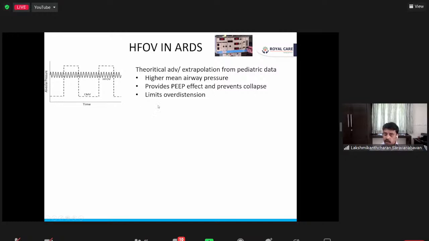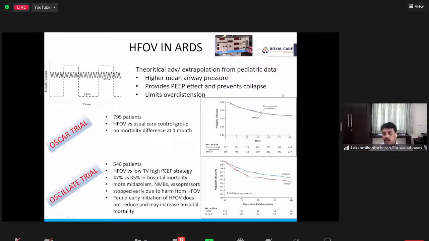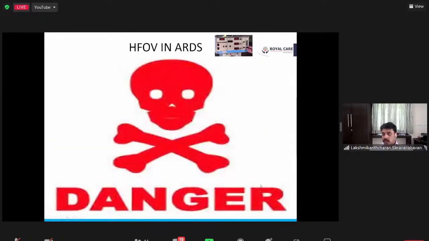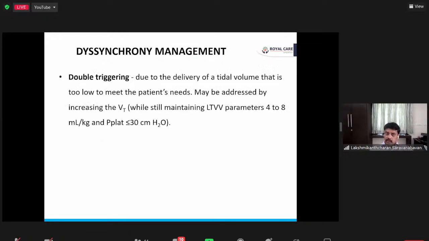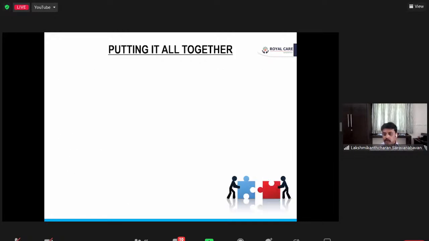Whether this was all obtained in practice, in the OSCAR and the OSCILLATE trials that we had on this HFOV in ARDS, it was clearly proven in the OSCAR trial that there was no major advantage. But what happened in the OSCILLATE trial is there was more mortality with the usage of HFOV when compared with the normal patient. This brings us to the point that HFOV is not recommended for ARDS. It can be dangerous. Next, if the patient has a dyssynchrony because of double triggering, ineffective triggering, or flow dyssynchrony, please try to address it.